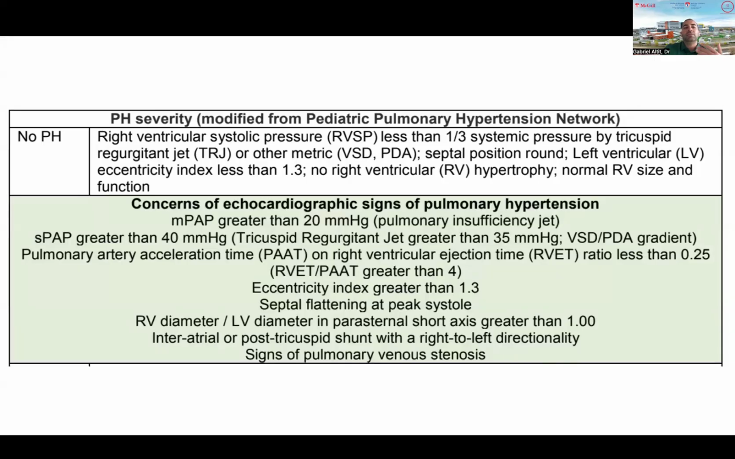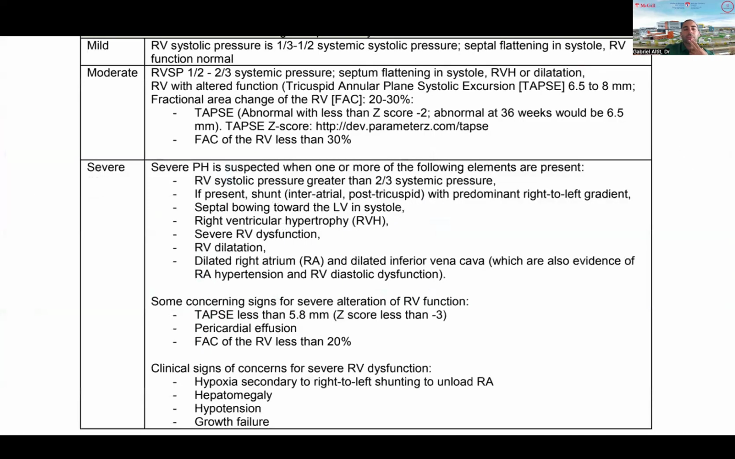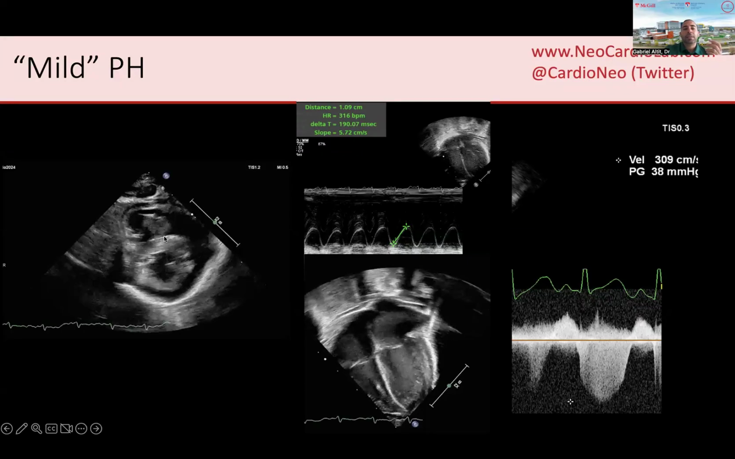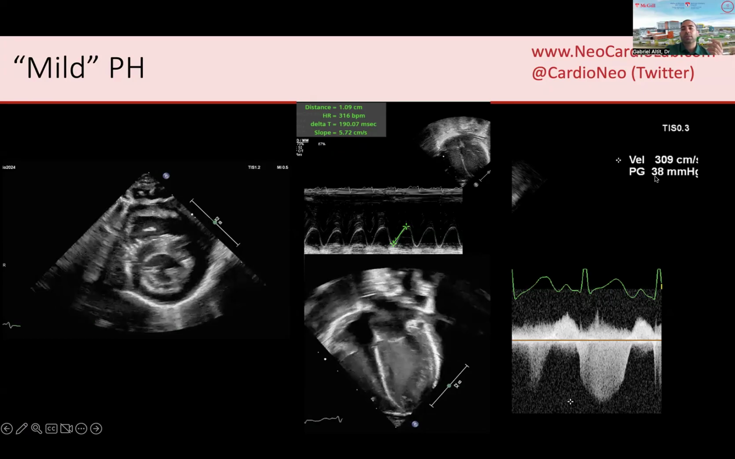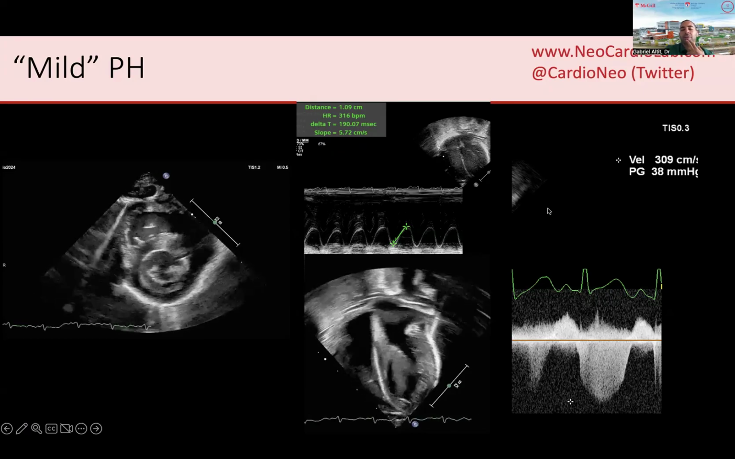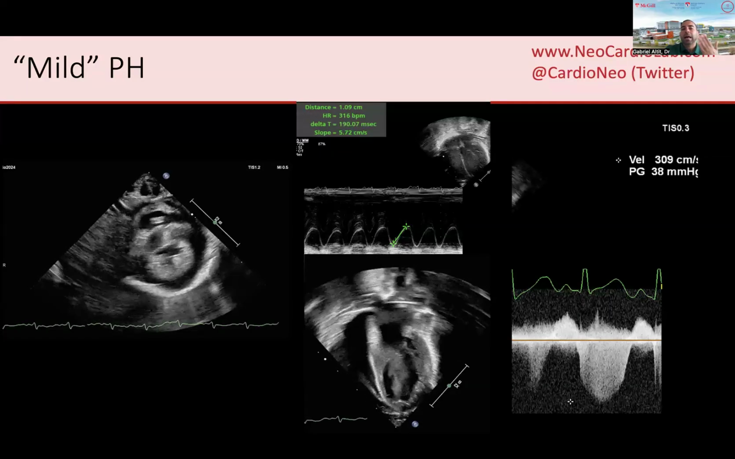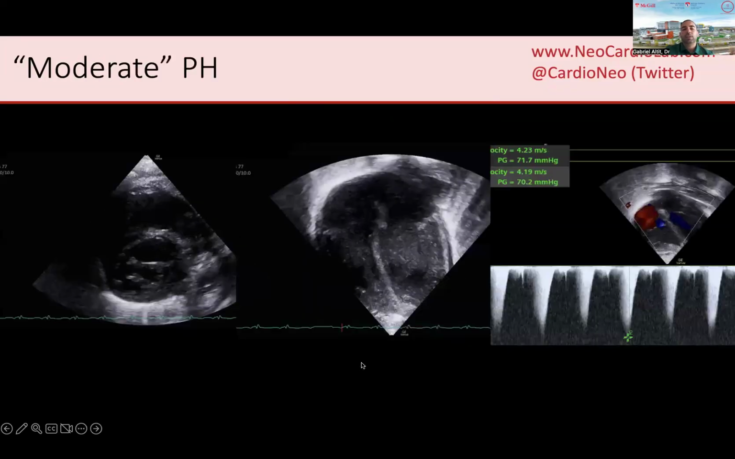And this is how we classified our pH severity scheme. So here, no pH, concern for echo signs of pH. And then I'll show you the mild, moderate, and severe, with various metrics that we adapted from the PPHNet guidelines. So an example of mild: here we have a round septum, crescentic RV, the TAPSE, which is a marker of RV function, was within normal, but you can see that the TR is slightly above the cutoff at 35, which tells us that we're about a third to half systemic in this particular patient, but with normal LV and RV function. So we would consider this a mild.